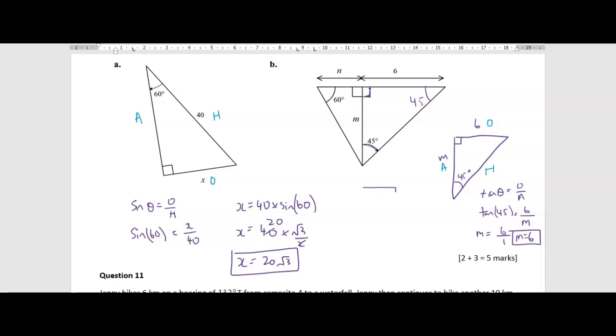Okay, let's do the other triangle. Probably shouldn't have drawn it so big because we need some working out space. All right, so we've got 60 degrees here. Here's n. M is 6. So again, we're going to be using tan. I'm just going to label that. So this is O, this is A.